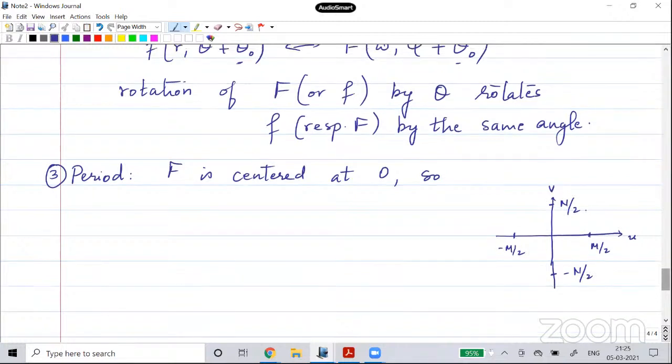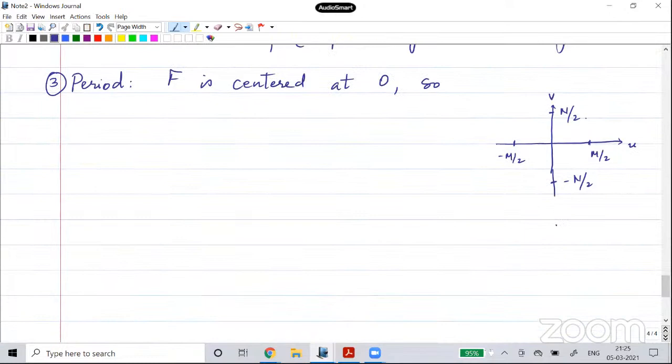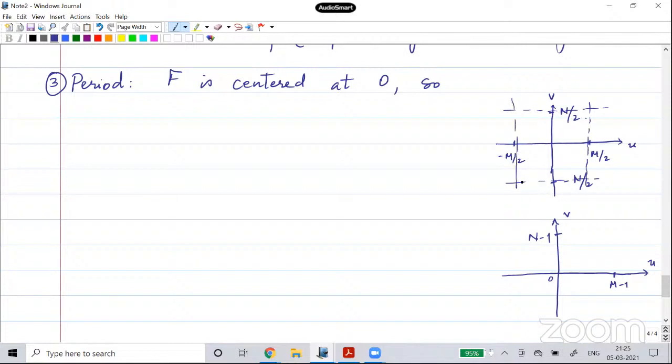What we would like though is for these to be sampled not that way, but in 0 to m minus 1, and in 0 to n minus 1, for some m and n. So instead of looking at this square like this, we would like to look at this square or rectangle, as it may be if m is not equal to n. We would like to look at this.